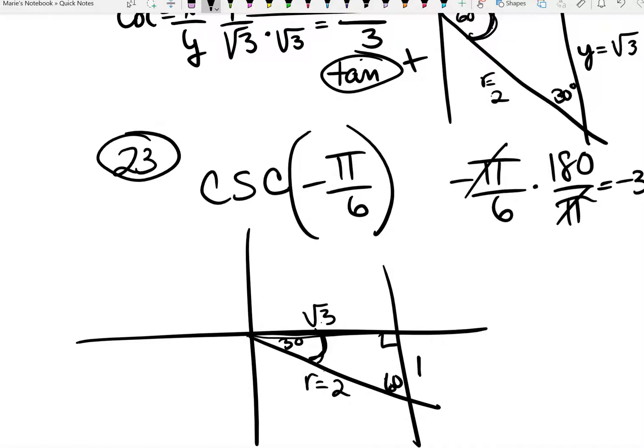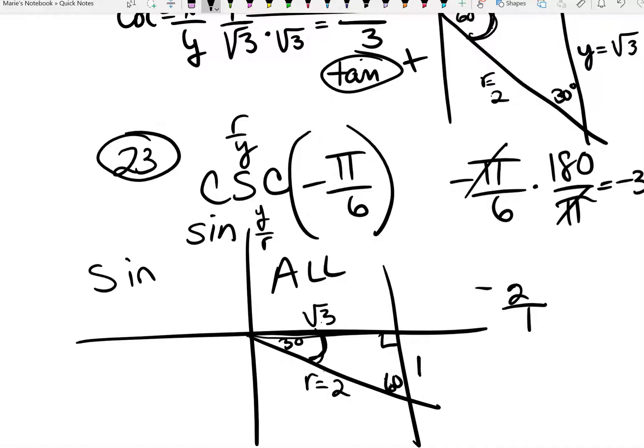So cosecant is the opposite of sine. Since sine is y over r, cosecant is r over y. So if r is 2 and my y is 1, then my final answer here would be negative 2. Again, all functions, here's sine, cosecant obviously being the inverse. So this answer choice has to be a negative 2, right? Because we're in the third quadrant.